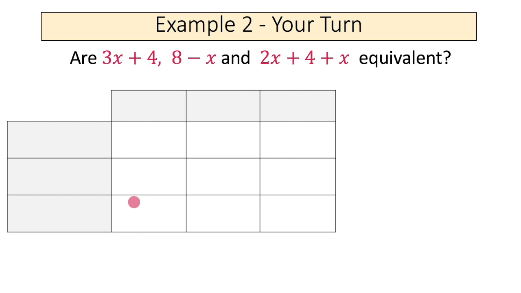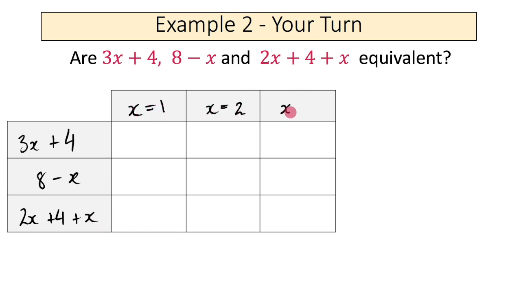Now it's your turn to give this a go. So I want you to pause the video and see if you can answer this question. So you're trying to figure out which of these expressions are equivalent, if any. So pause the video and give it a go. I'll now quickly run through the answers. So let's begin by putting down all my expressions down on this side. So I have 3x plus 4, I have 8 minus x, and I have 2x plus 4 plus x. Then I'm going to say I have x equals 1, x equals 2, and x equals 3.